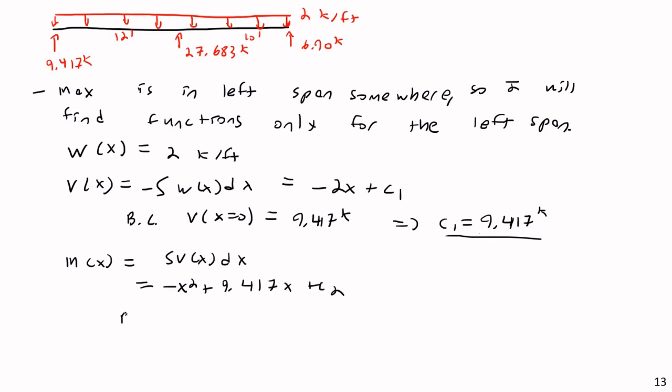And our boundary condition? Well, I know the moment should be 0 at the left end of the beam because it's a pin support. The boundary condition, M at x equals 0 is 0, and because of that, that leads us to C2 being equal to 0. So I now know that M as a function of x is going to be just negative x squared plus 9.417x.